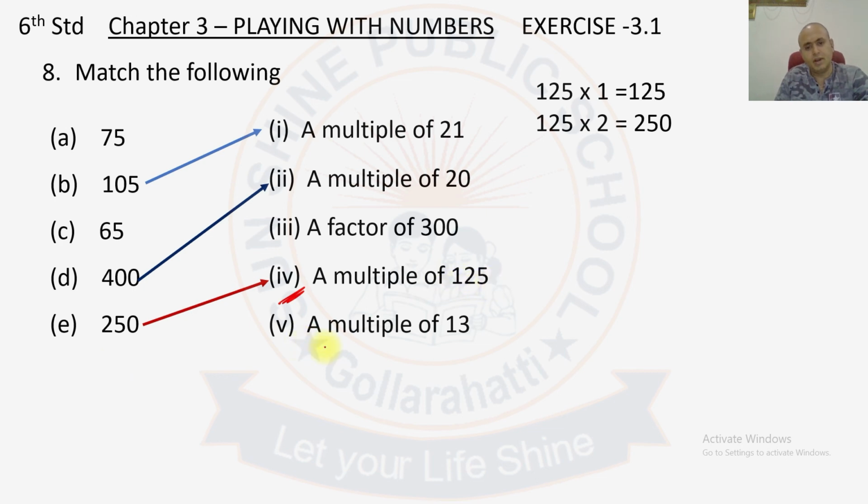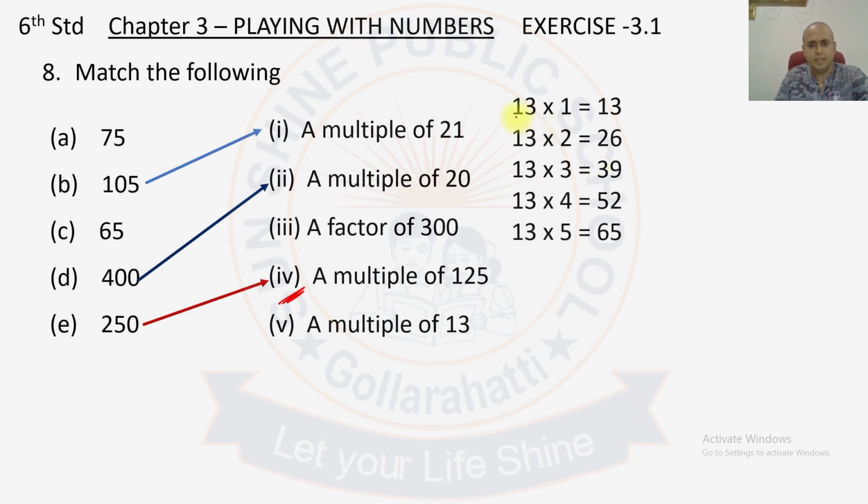And the last, a multiple of 13. If I write the multiples of 13, I will get a multiple of 13 here. I will write the 13 tables up to 65. So I got 65 here. So I got 65, that matches with 13. Therefore I will match 65 as a multiple of 13.